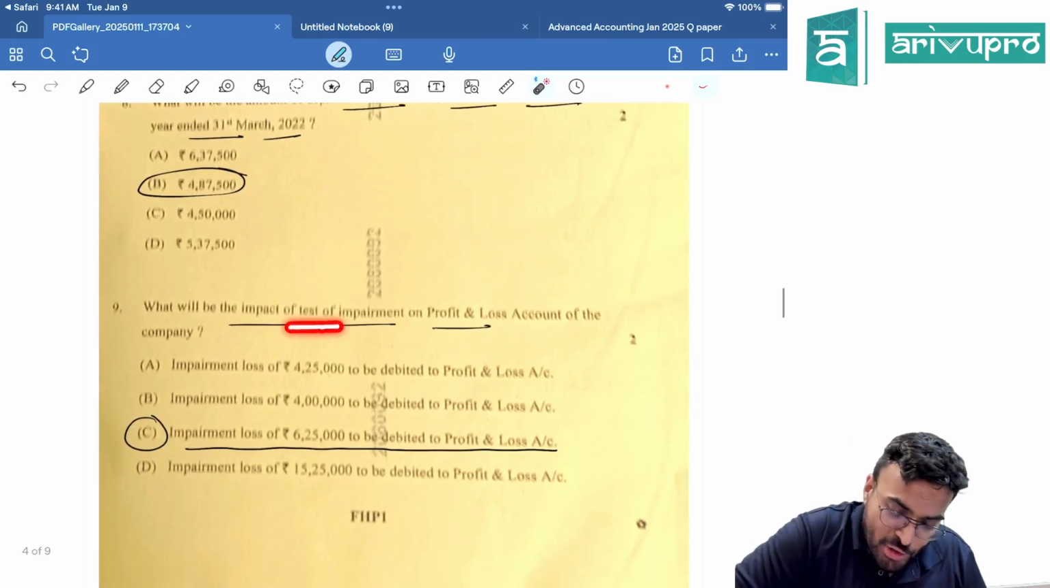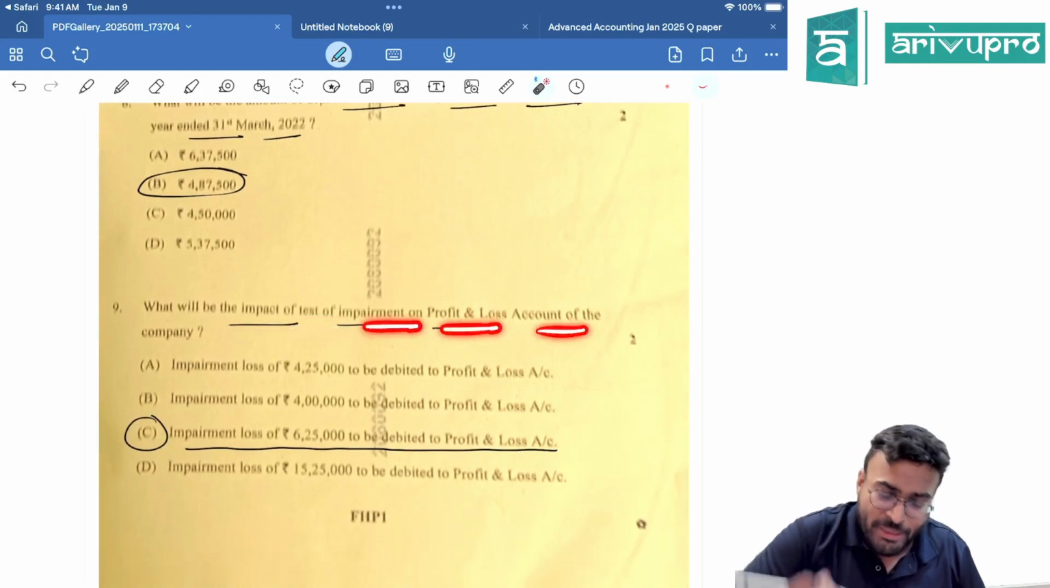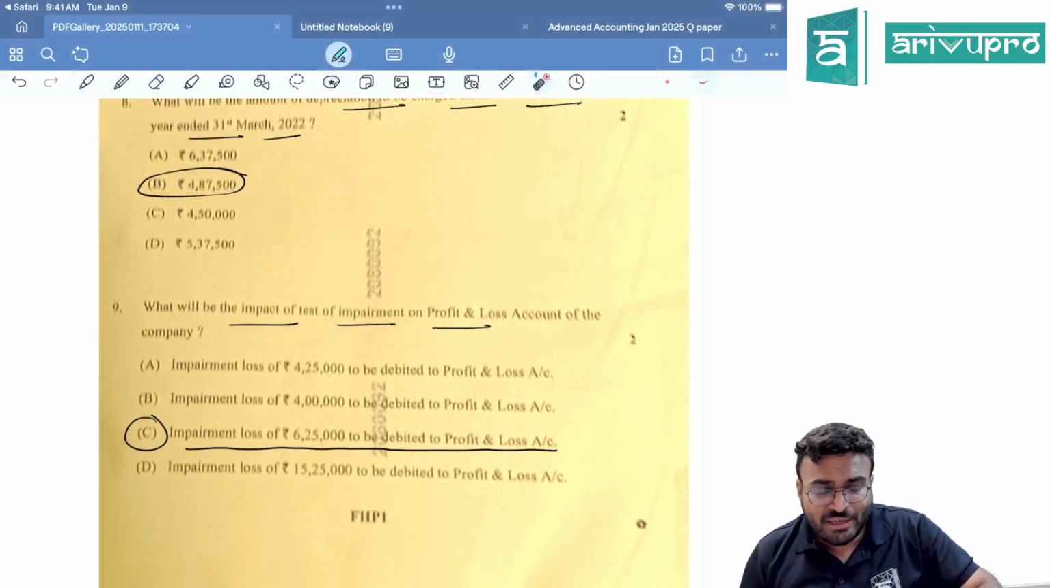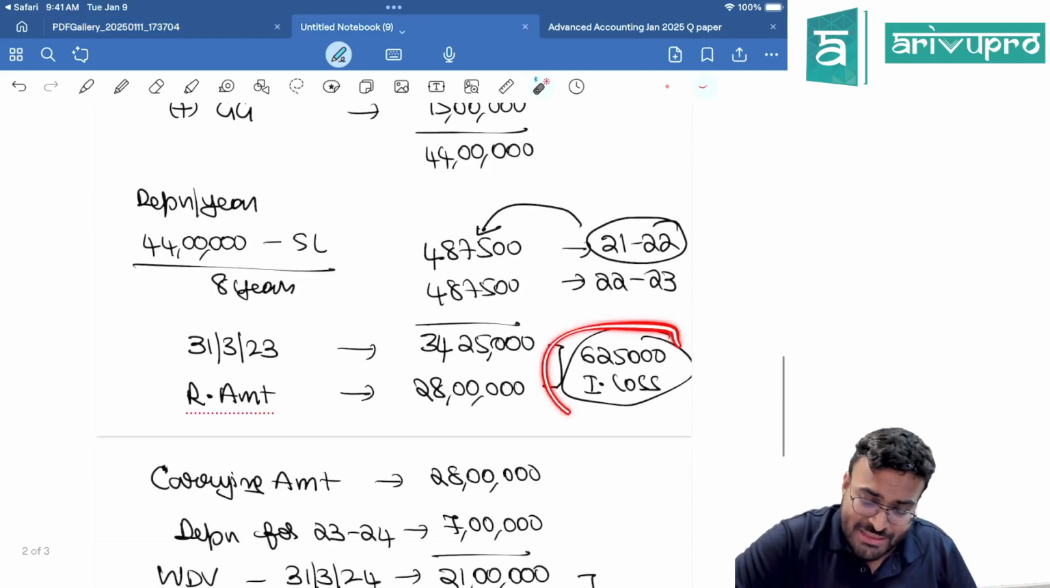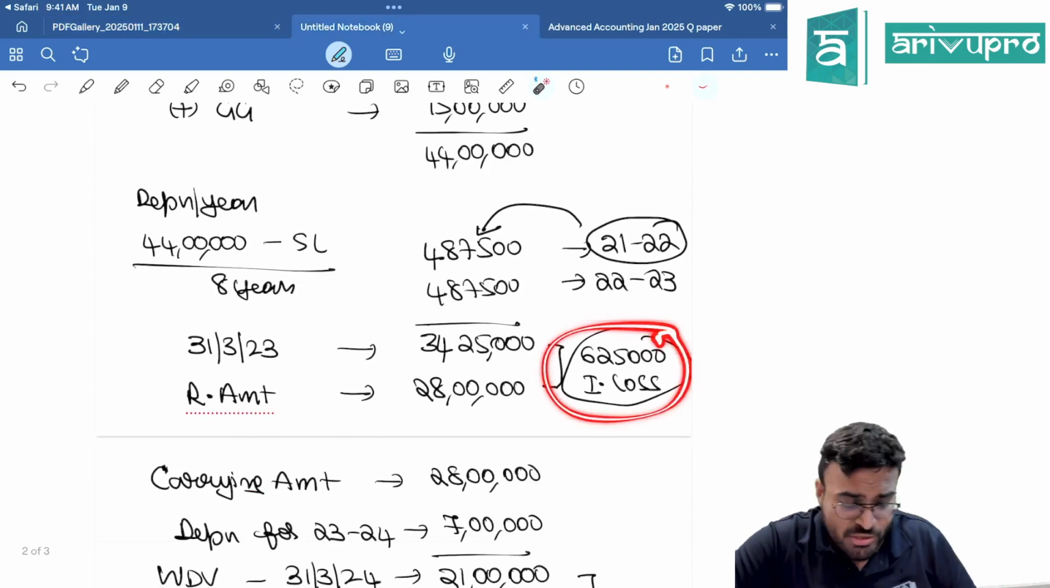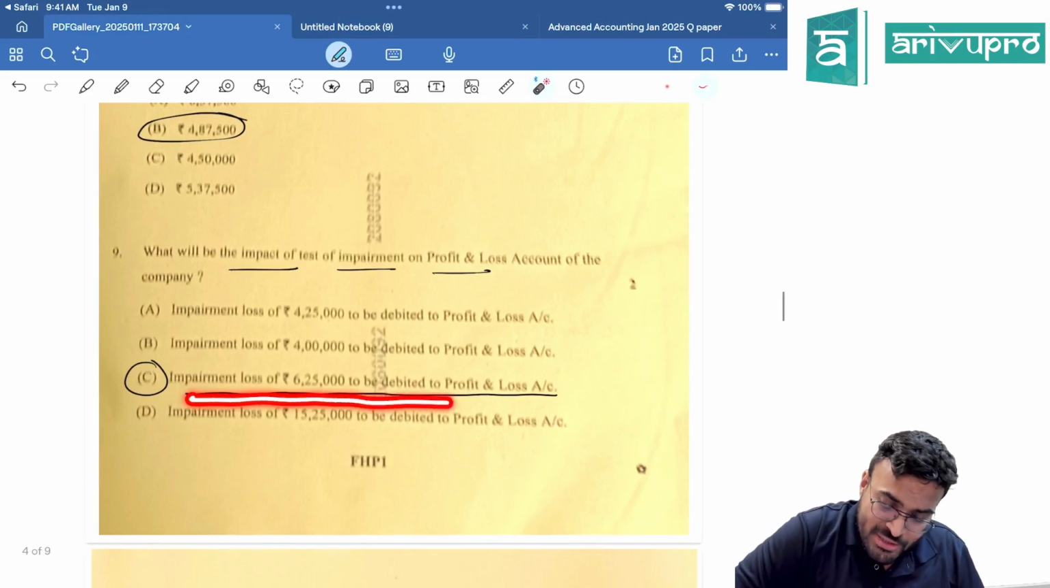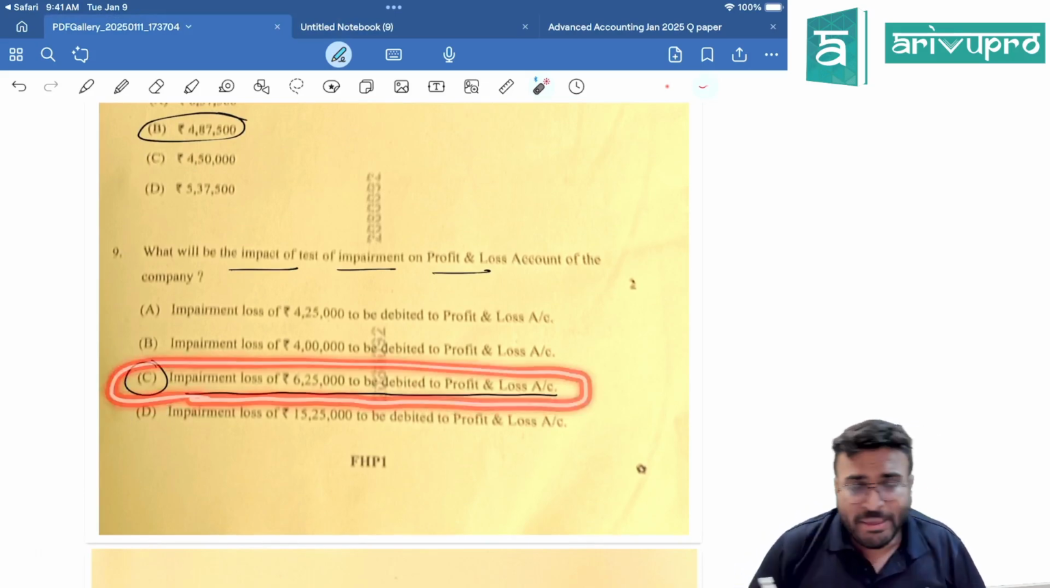What will be the impact of test of impairment on P&L? What is the impairment effect they are telling? That also has been computed. 6,25,000 is our impairment loss. You can check impairment loss 6,25,000 to be debited to P&L account.